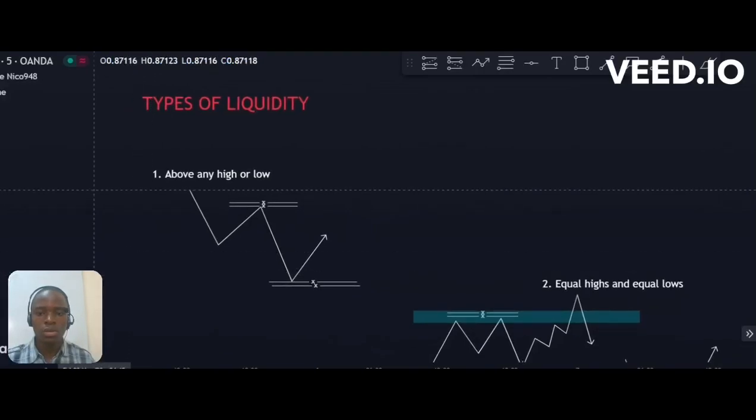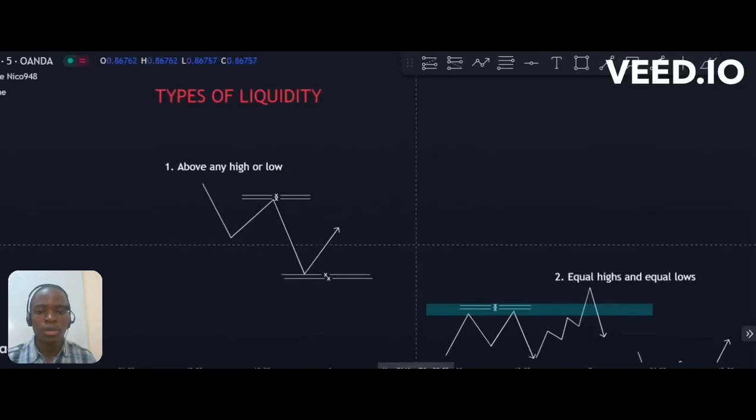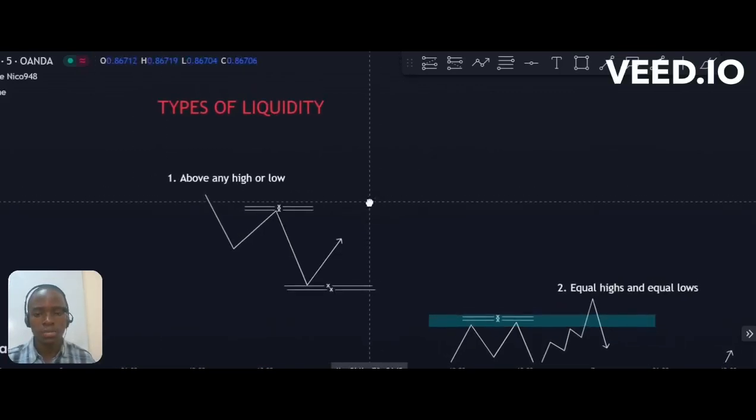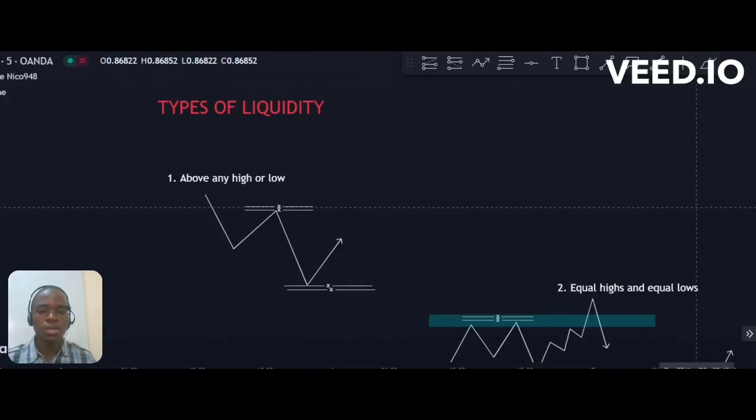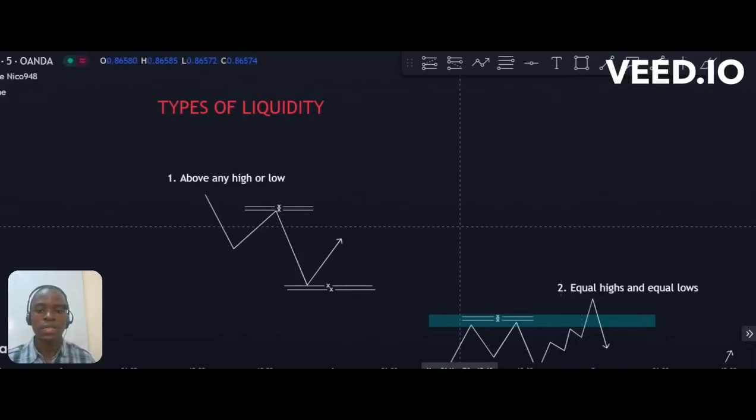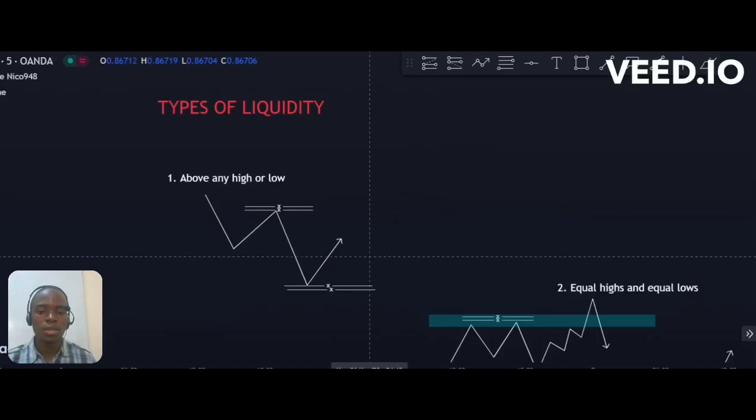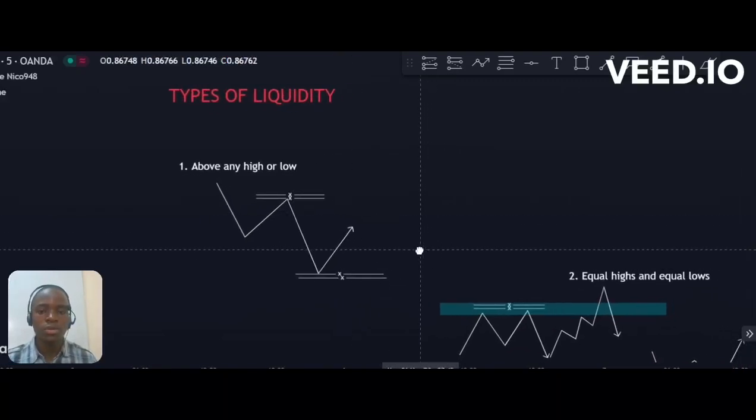So we'll start by looking at the types of liquidity. First of all, what is liquidity? Liquidity is the area in the market where money is lying, or where the market movers, the banks and the big investors, target. So this is where these people are targeting in the market.